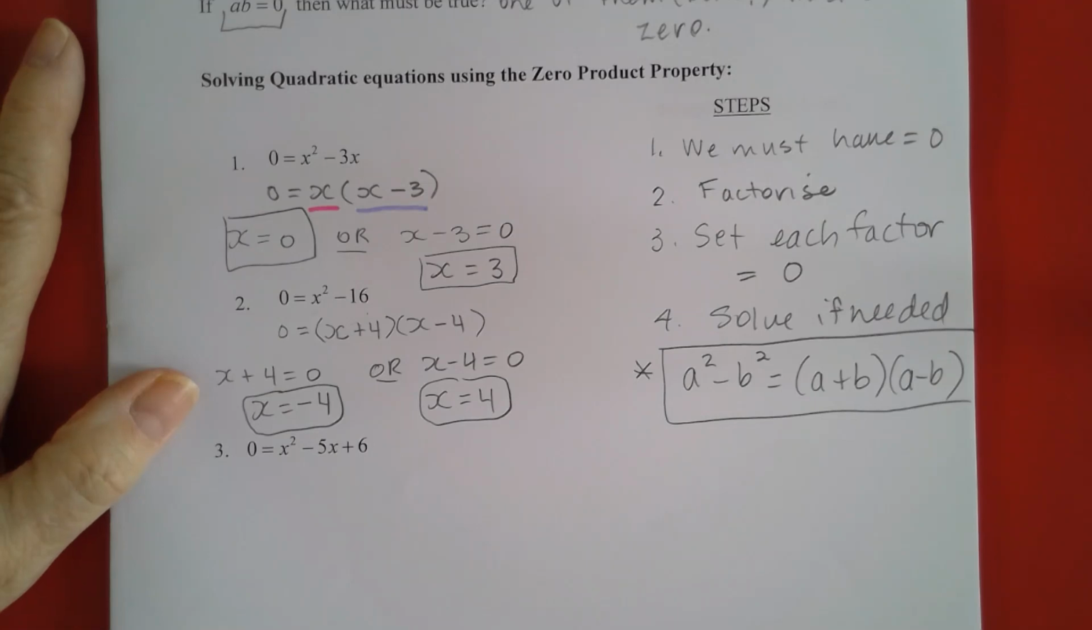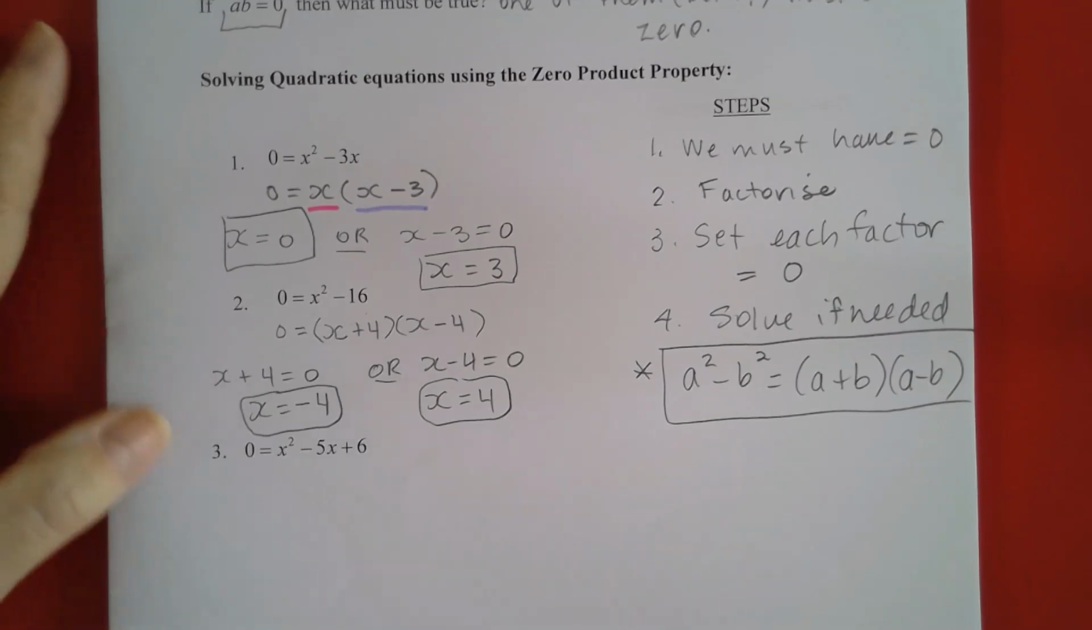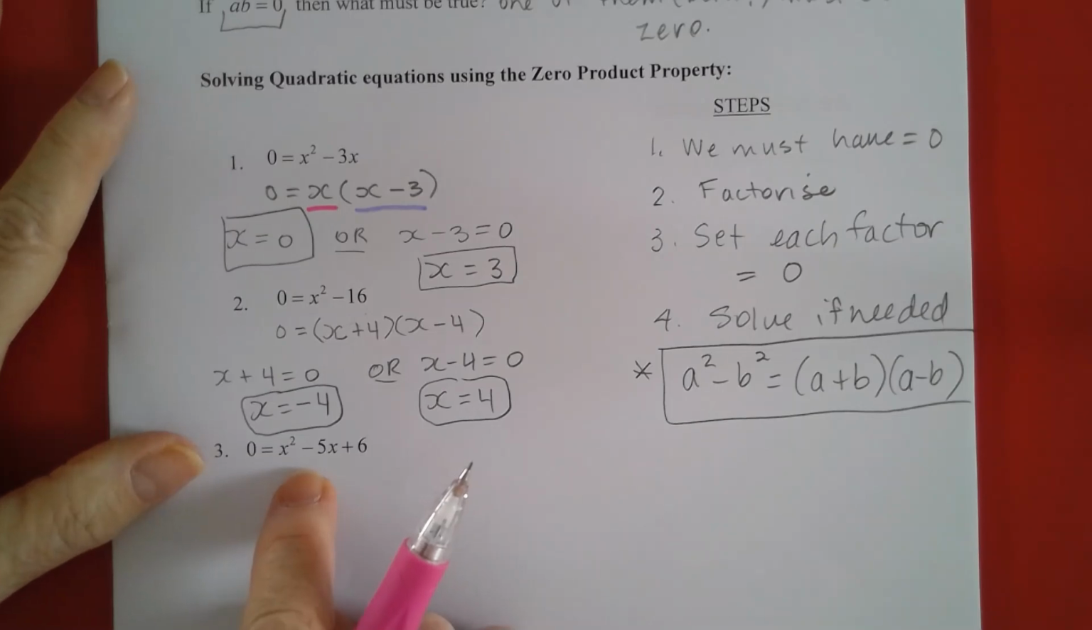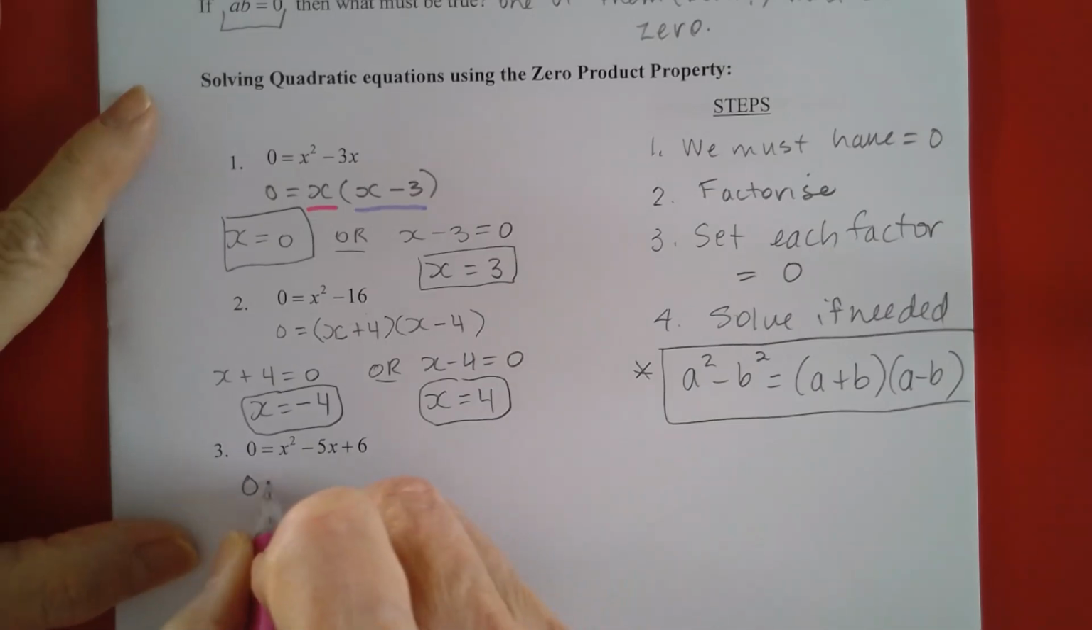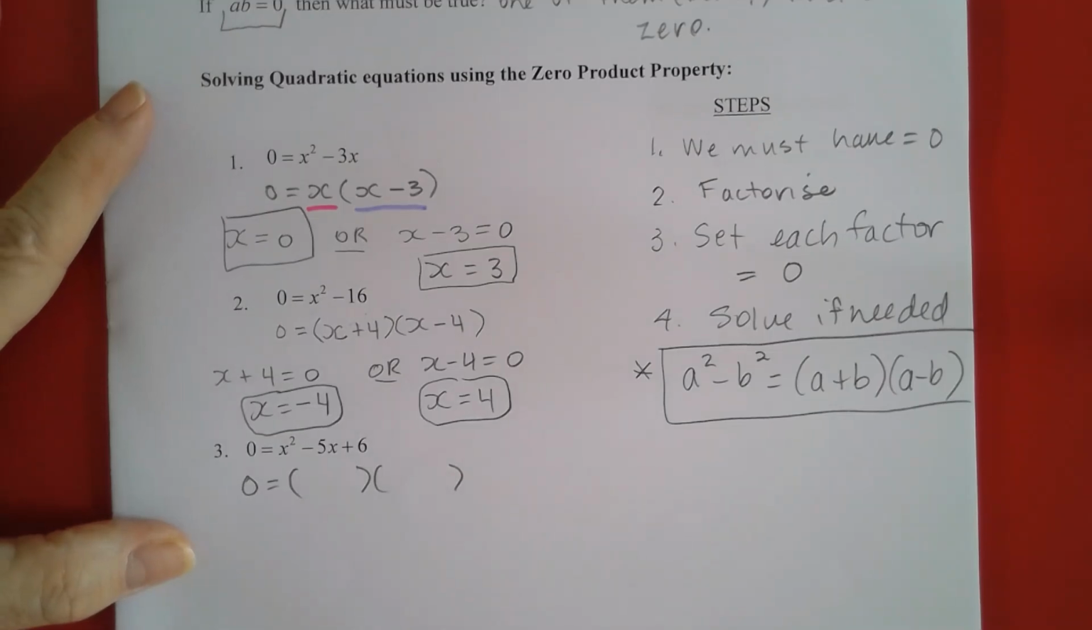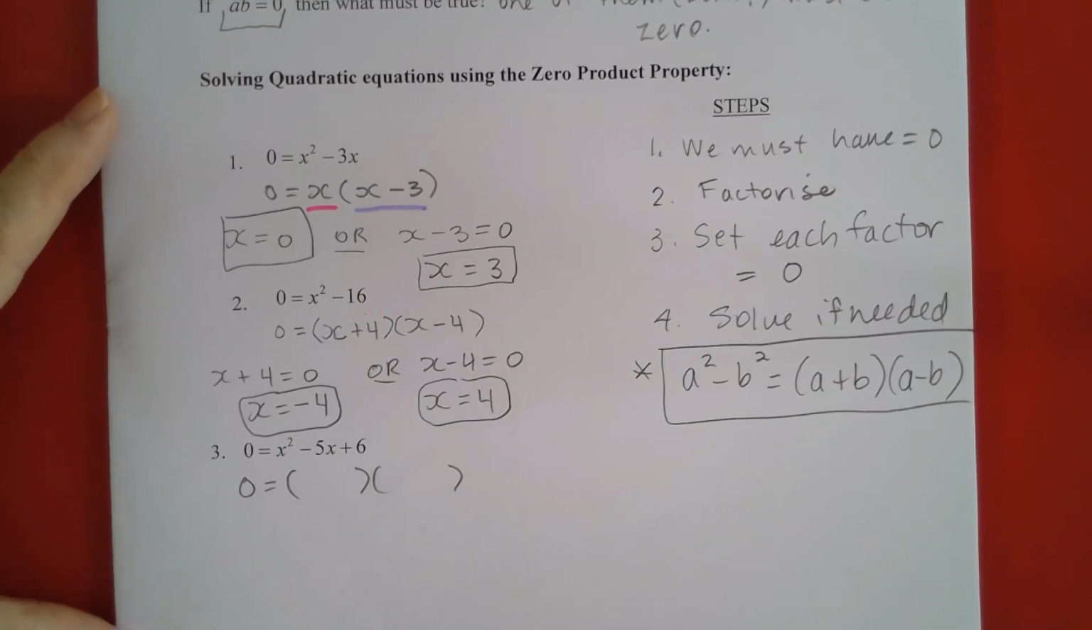Okay? And that graph up there went through 4 and negative 4, so that's good. Okay, now, what do you think the answer is to this one by looking up there? 2 and 3. 2 and 3? Let's try it. This is a trinomial, so I have to think of two things that multiply to 6 and add to negative 5.